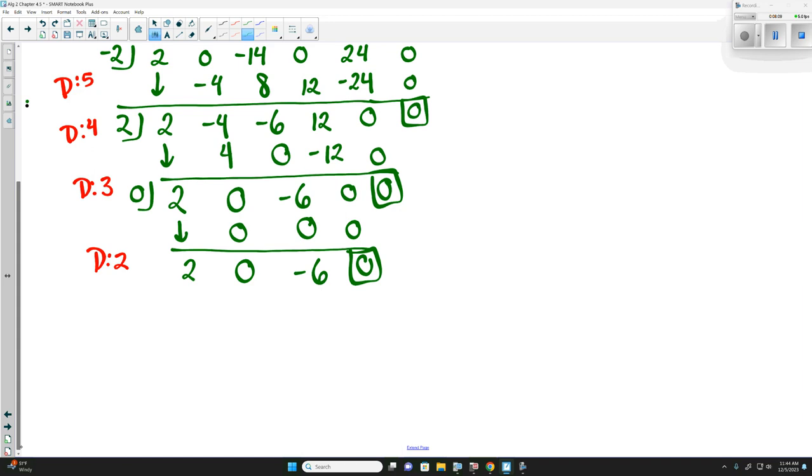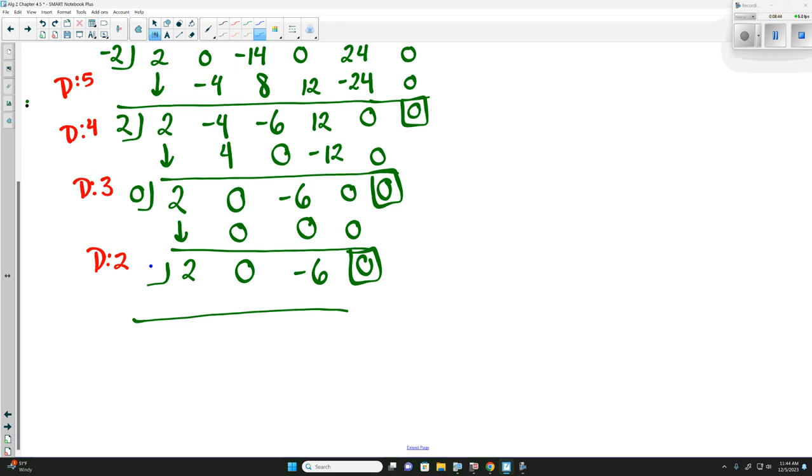Now at this point here we can try -2, 2, or 0 again, but unfortunately none of those work. Because if we tried this with 0, bring down the 2, 0 times 2 is 0, 0 plus 0 is 0, 0 times 0 is 0, and -6 plus 0 gives us -6. We have a remainder other than 0, so it is not a solution.